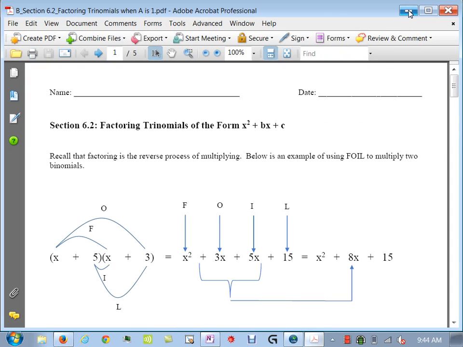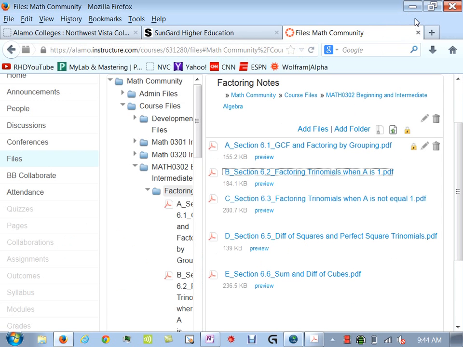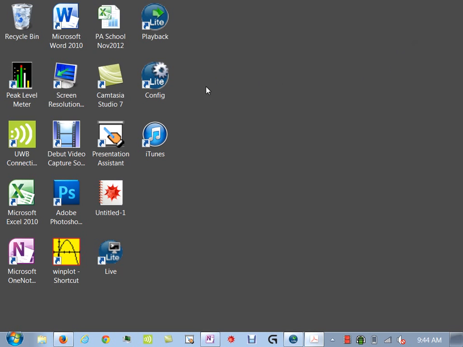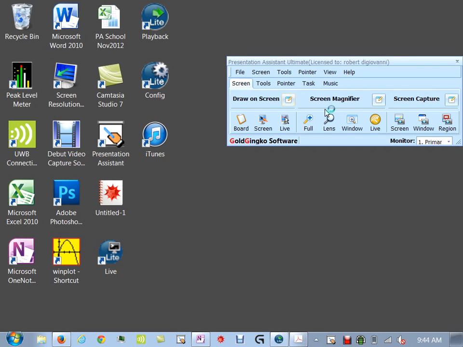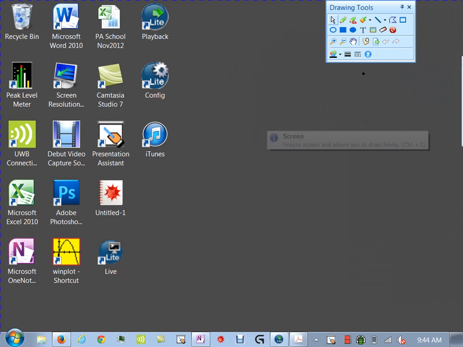And let me bring up this program. I haven't used it in a little while, but it's a pretty cool program. It allows me to write on top of my screen. There we go.